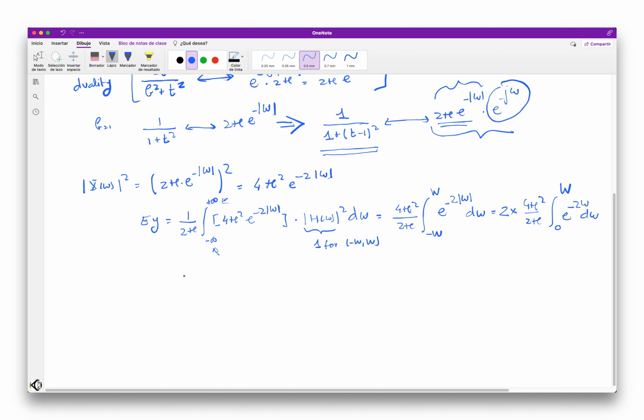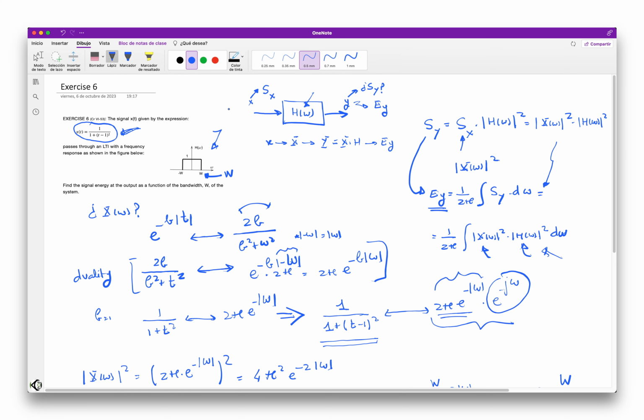Well, so we simplify this a little bit, and if you calculate this, very easy, at the end you should get pi times 1 minus e to minus 2 capital W, okay. This is the energy of the output signal. That's it.